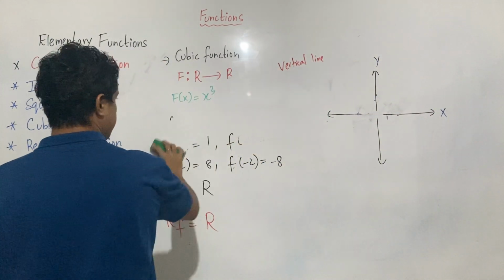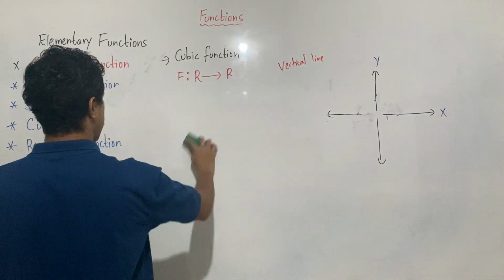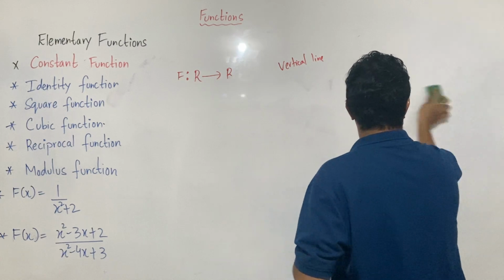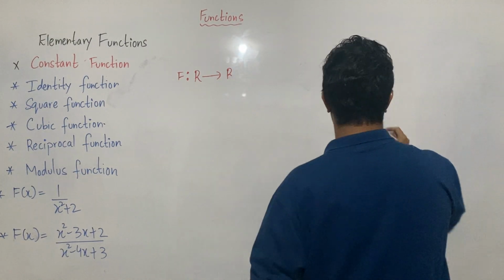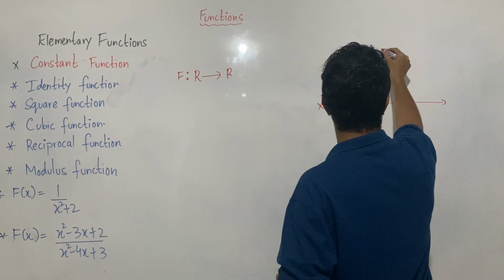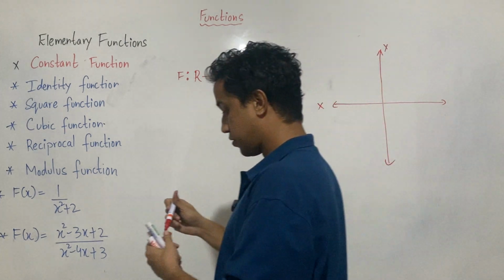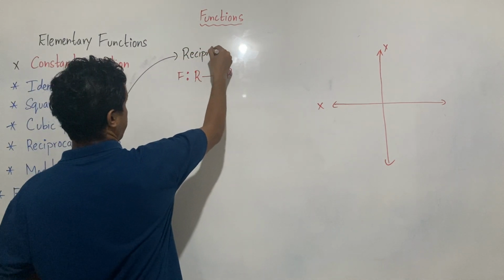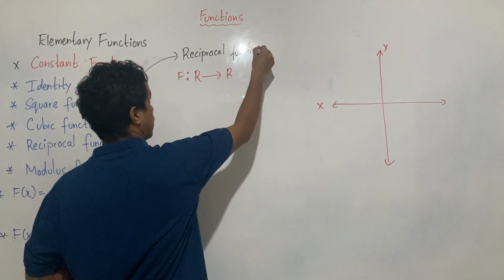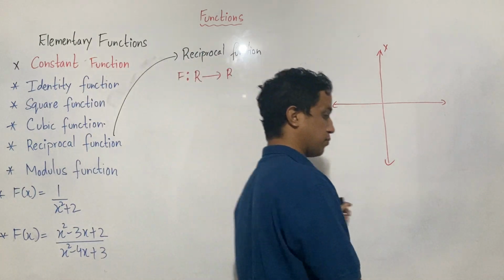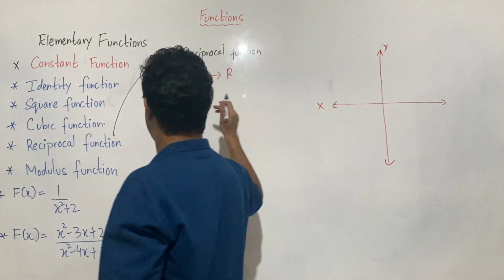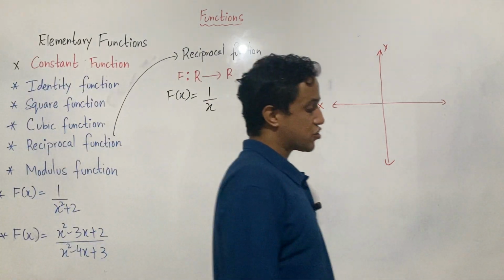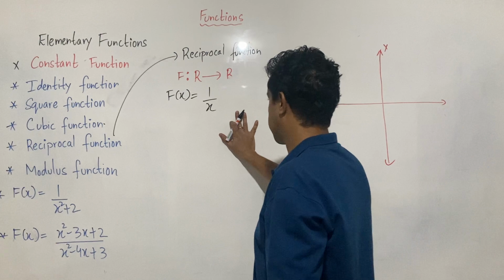So the next is our reciprocal function. It is a very interesting function. Again, here we have the x-axis, here we have our y-axis, and here we have our reciprocal function. Again, we have a function defined from the set of real values to the set of real values, and reciprocal functions are of the type f(x) = 1 over x. We'll try to understand the behavior of this reciprocal function. Now see here, 1 by x.